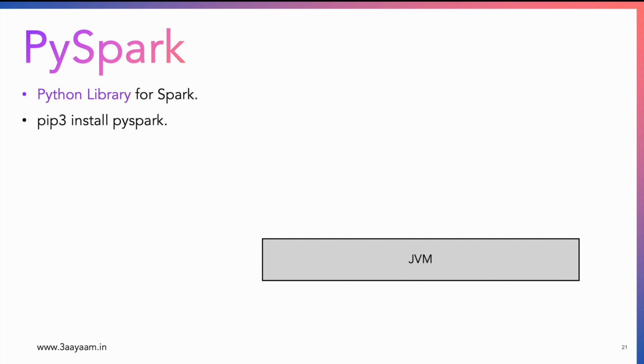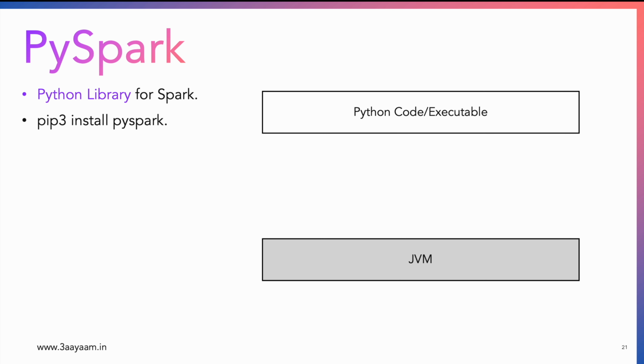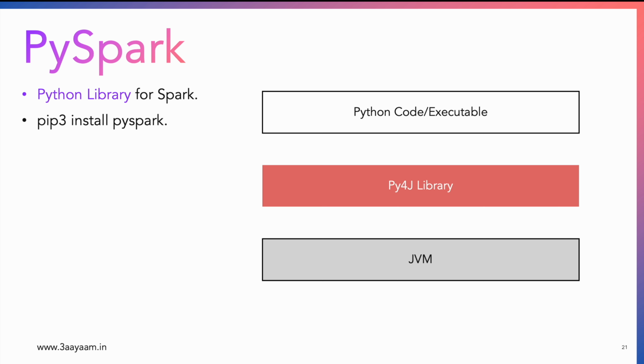Now how does Python code run in the JVM? For Java and Scala it makes sense because both of them are JVM-based programming languages, but Python and R are not. So for Python, what happens is that we have this Python code and executable. Typically when we run the Python code, it gets interpreted, and in between we have this library called Py4j, and whenever we submit the Python code or the executable, it goes via the Py4j library.